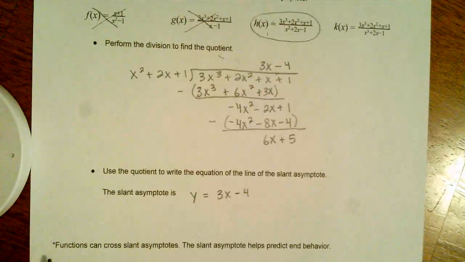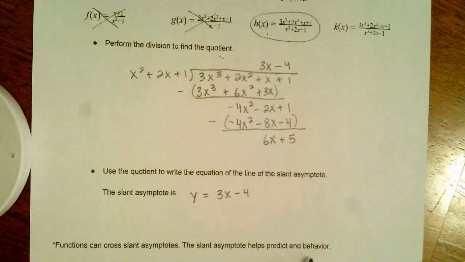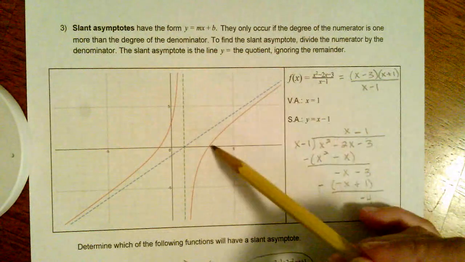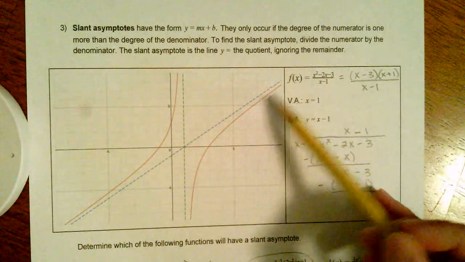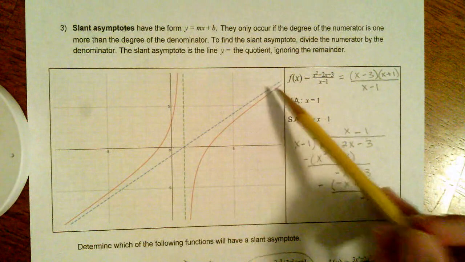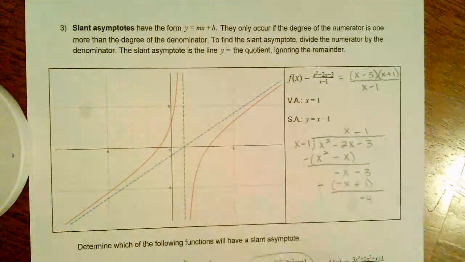So important to know, functions can cross slant asymptotes, but the slant asymptote helps to predict the end behavior. Okay, if we look at our graph above, the graph is approaching at infinity the line 3x minus 4. So we could use it as an estimation if we were looking for a really large value.